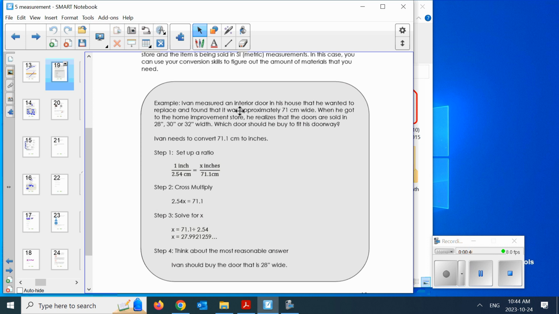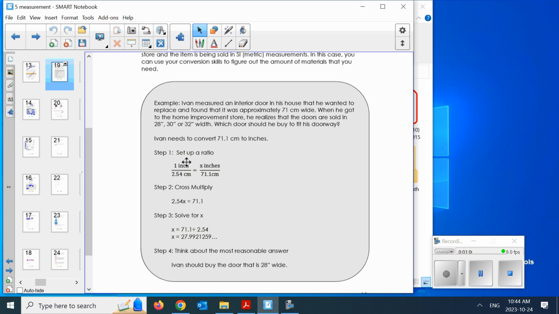Look at this example. Ivan measures an interior door in his house. Found it was approximately 71 centimeters wide. Got to the store, realized the doors are sold in 28 inch, 30 inch, 32 inch. Which door should he buy to fit his doorway? Well, he needs to go from 71 centimeters to how many inches? This is the way I'd set it up.